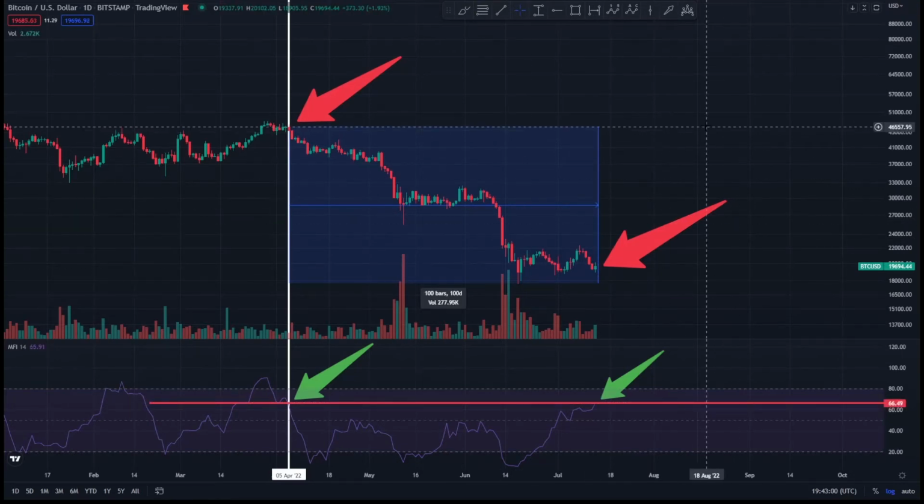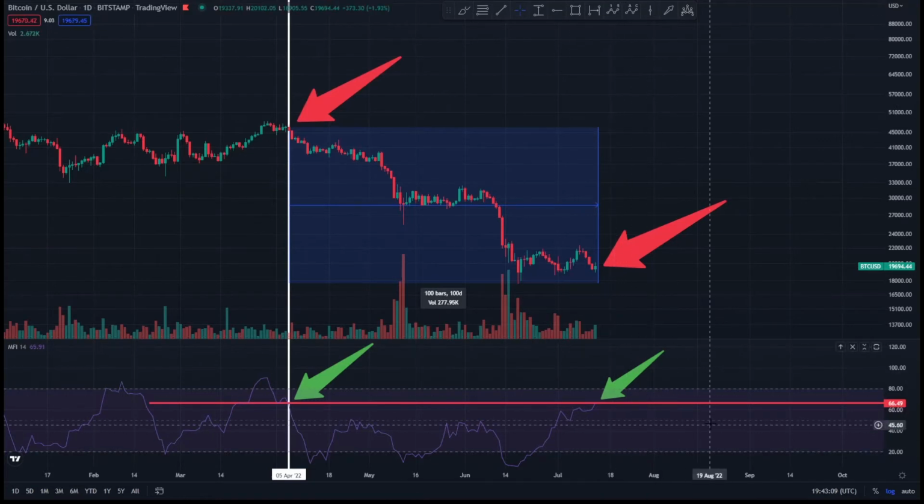This is kind of like how divergences work, where sometimes price action diverges from oscillators. But yeah, very, very simple video. Tons of volume is coming in right now.